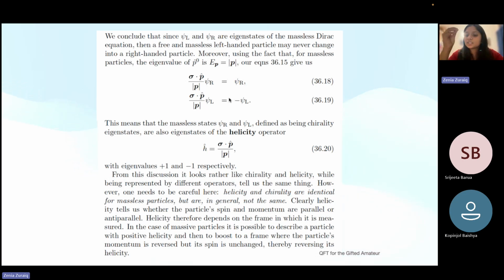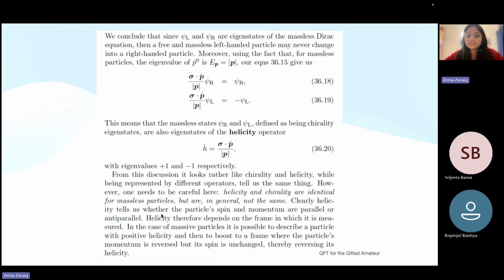So for a massless particle, the helicity is always fixed. It can either go with the particle or against the particle. For example, in a neutrino, you only have left-handed neutrinos, so its chirality and helicity are the same. In the standard model, where it doesn't have mass, you only have one kind of neutrino with a fixed helicity. However, helicity and chirality are identical for massless particles, but are in general not the same.